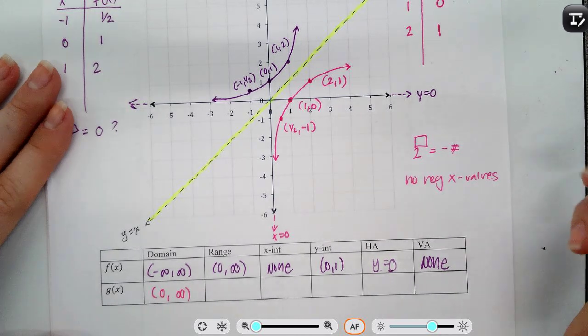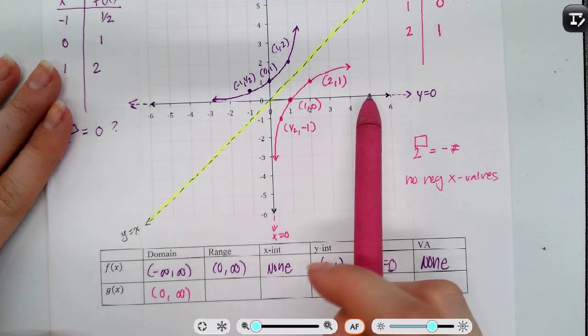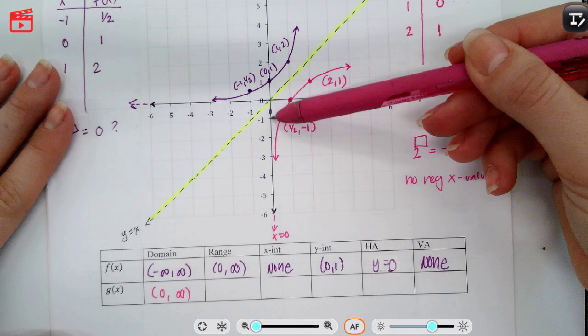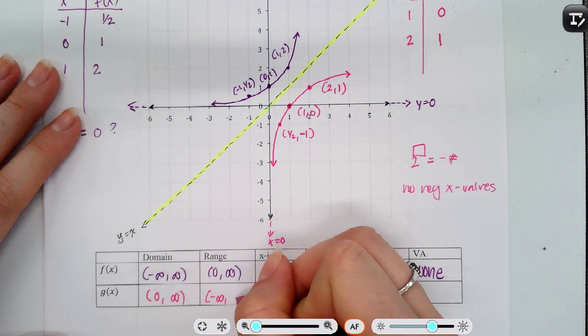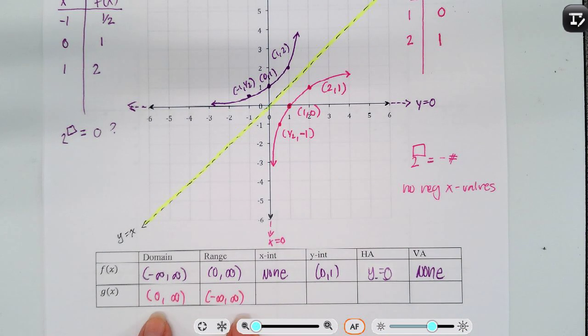Okay, but my range, I can use negative y values, okay? So I can use the negative y values and I can use the positive y values. So my range is, this time, negative infinity to positive infinity. So notice the domain and range are switched on these, okay? Makes sense because they're inverses.